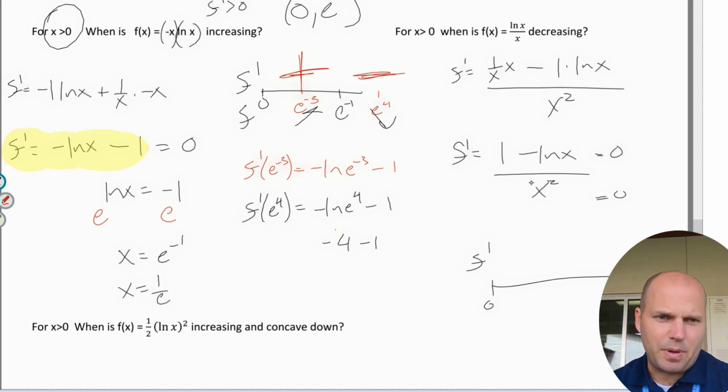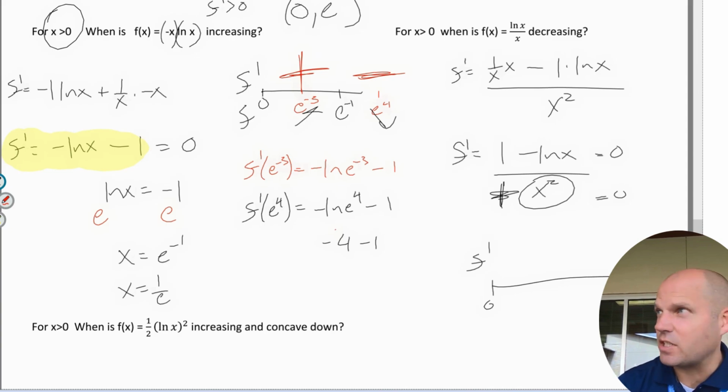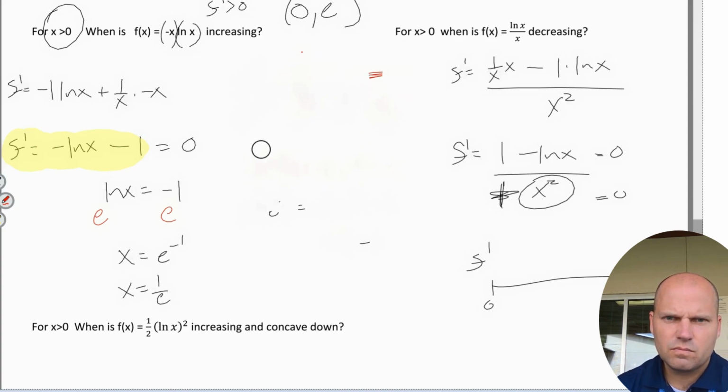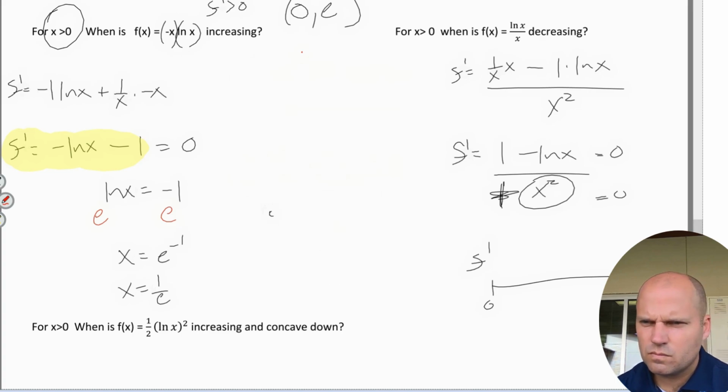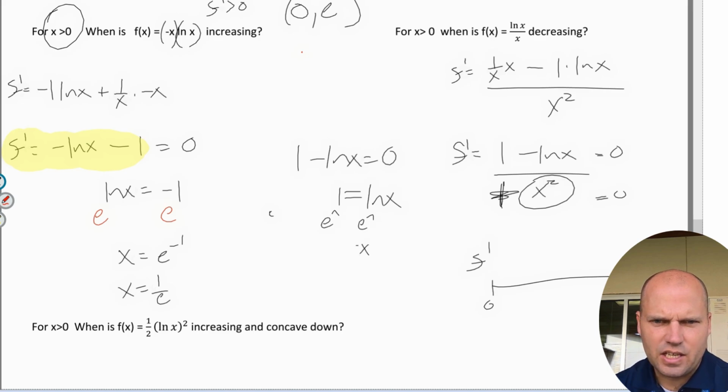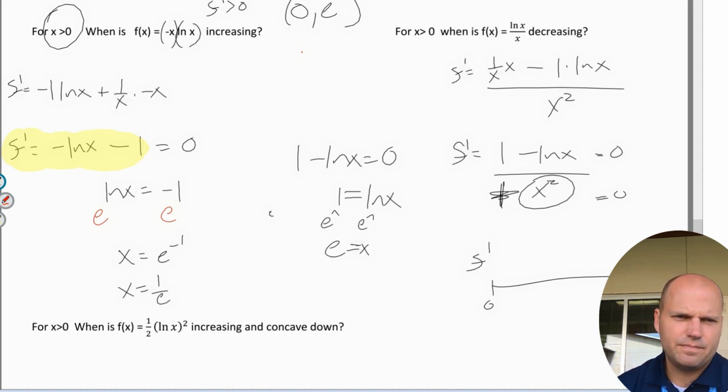So essentially we know that the bottom is always positive, and we don't really have to worry about it because it's x squared. Now the top set equal to 0, we have to solve. So let me give myself some space. Top set equal to 0. You solve not by factoring, but by actually solving. And you get x equals e. Cool.